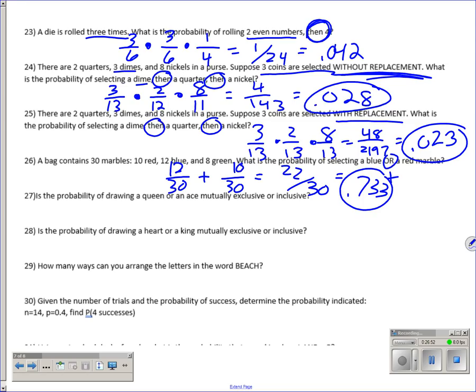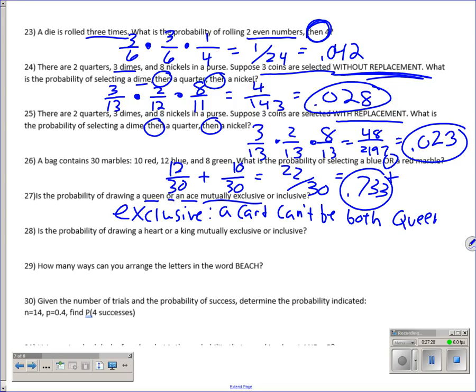Is the probability of drawing a queen or an ace mutually exclusive or inclusive? All right, remember, mutually exclusive means that they cannot be the same thing. Can a queen ever be an ace? Could they ever overlap? No. Okay, so that makes these exclusive. All right, a card can't be both queen and an ace. 2 different cards.